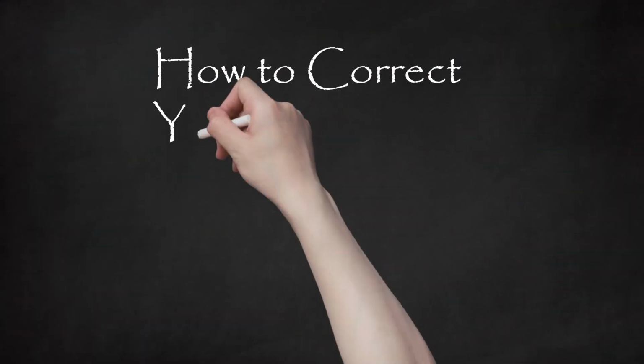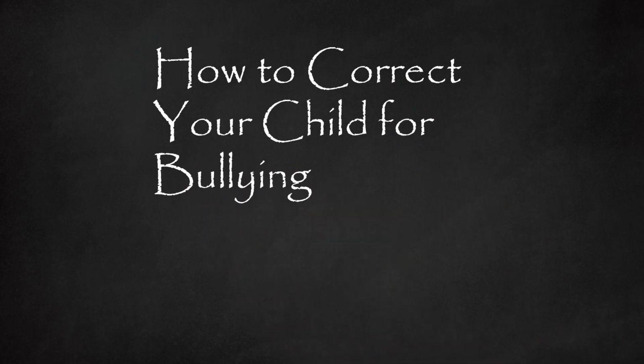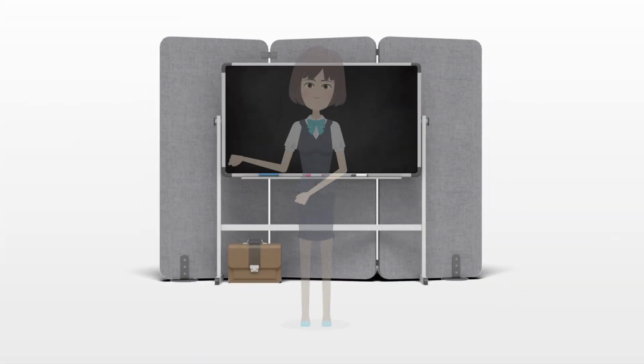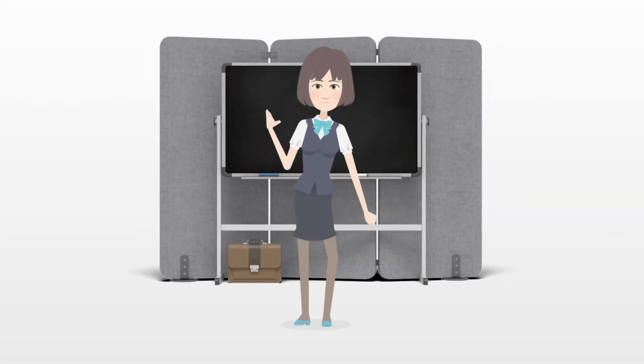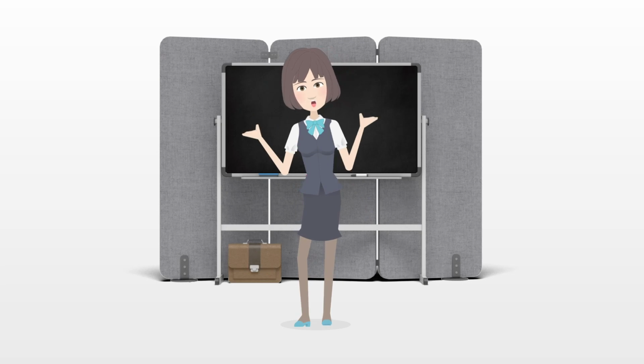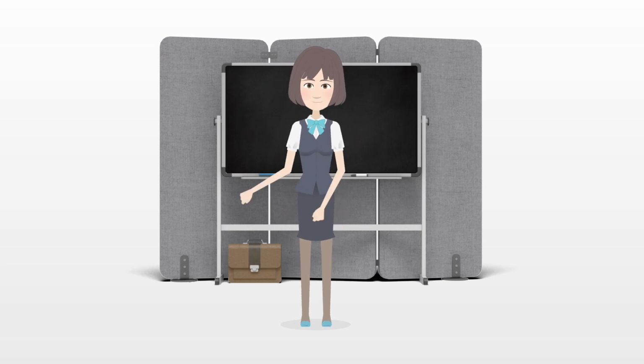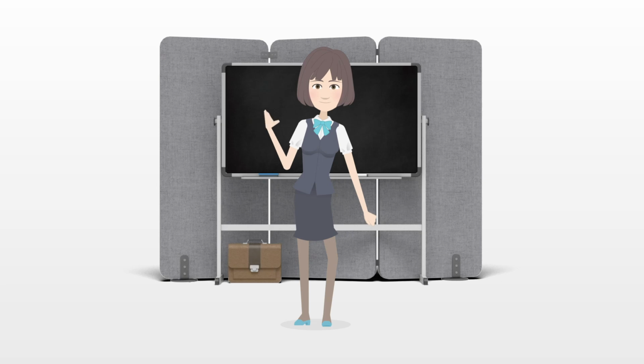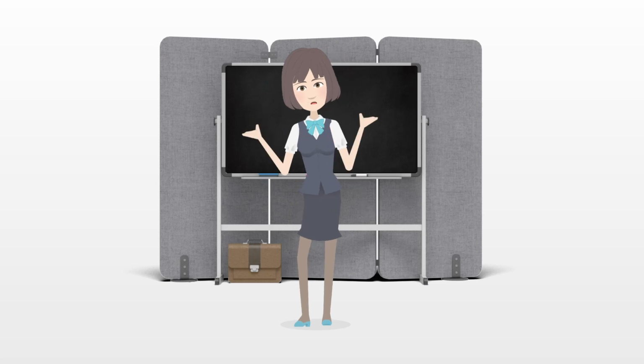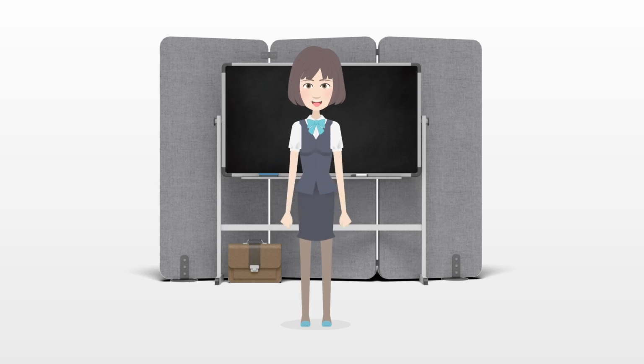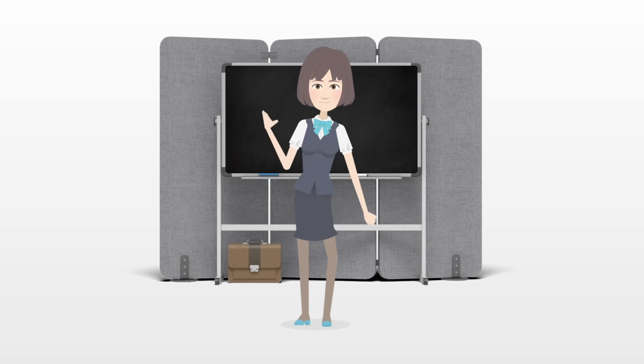How to correct your child for bullying. If your child is bullying, it is important to correct their behavior as soon as possible. Your corrective plan should identify the specific problem. Talk to your child directly and let them know your behavioral expectations.